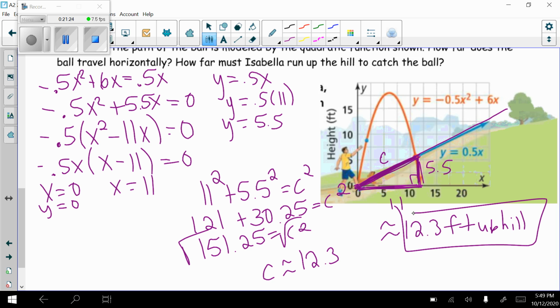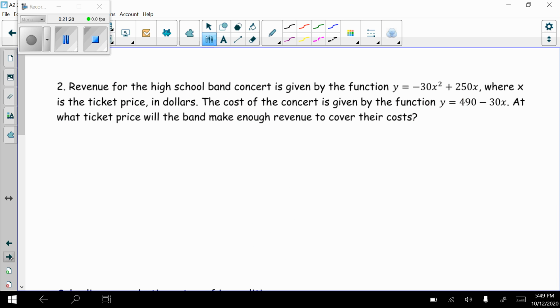All right. For today, let's look at one more application problem. This one says revenue for the high school band concert is given by the function y equals negative 30x squared plus 250x, where x is the ticket price in dollars. The cost of the concert is given by the function y equals 490 minus 30x. At what ticket price will the band make enough revenue to cover the cost? So when will these two graphs intersect is what we're looking for.